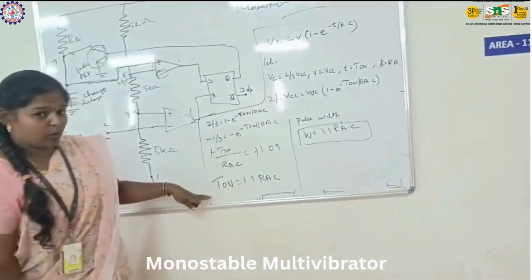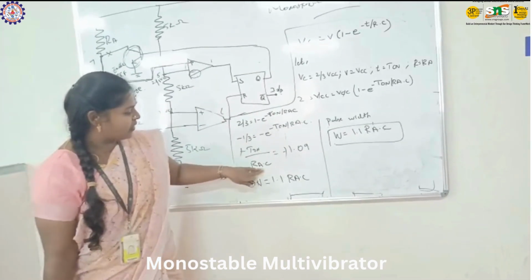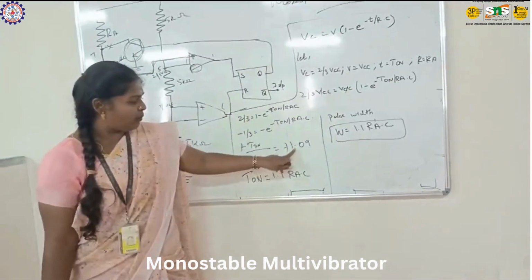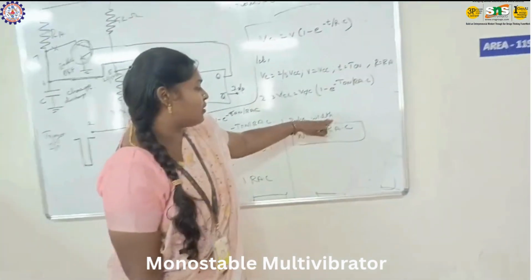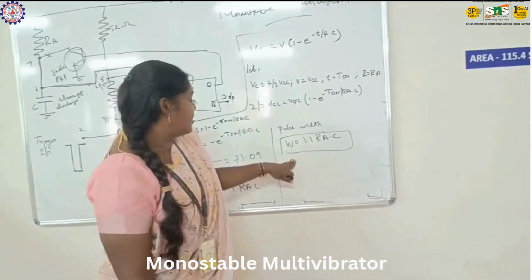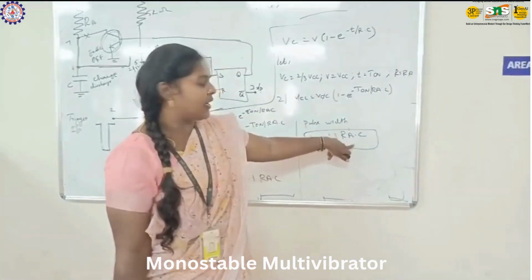We need only the T on value. So T on equal to 1.1 into RA into C. This is the pulse width. The pulse width is written as W equal to 1.1 into RA into C.